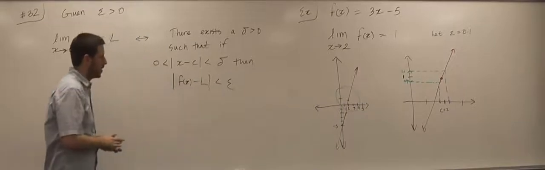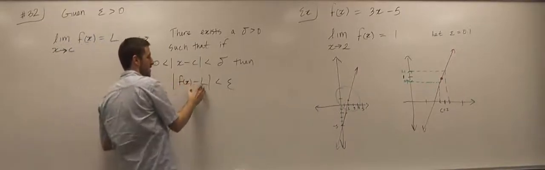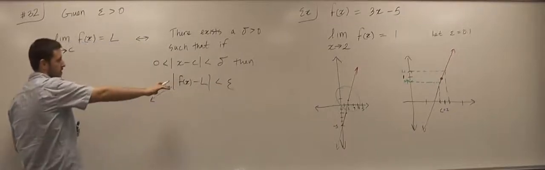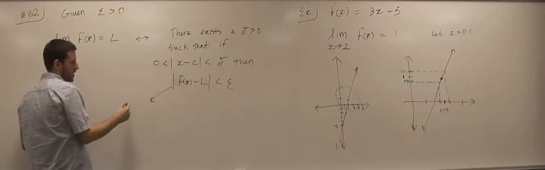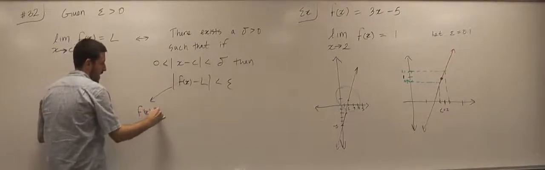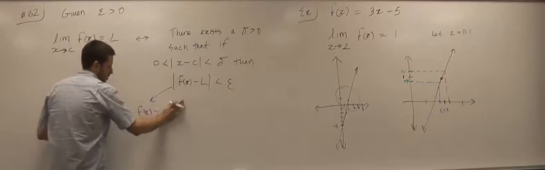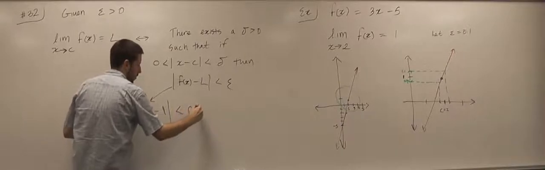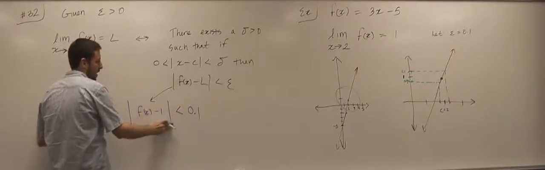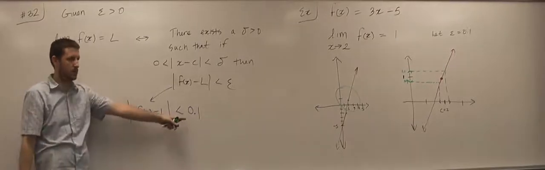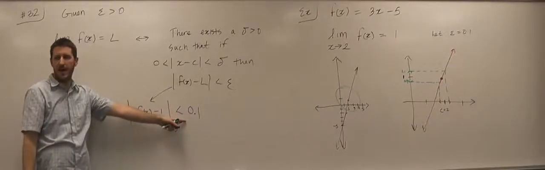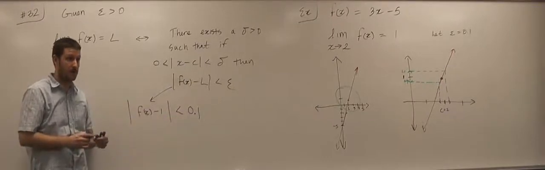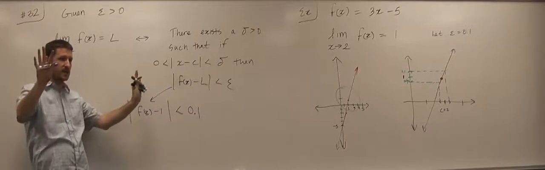So over here where it says absolute value of f of x minus L is less than epsilon, you should interpret this. Let me use 0.1 for a second. F of x minus our limit, which is actually equal to 1, absolute value should be less than 0.1. This is what we want. Do you remember how absolute value inequalities work? How do you solve an absolute value inequality? Yeah, you put a minus on one side, a plus on the other side.